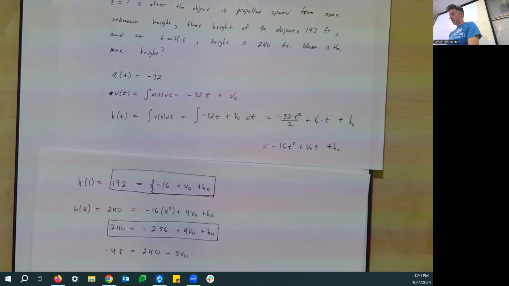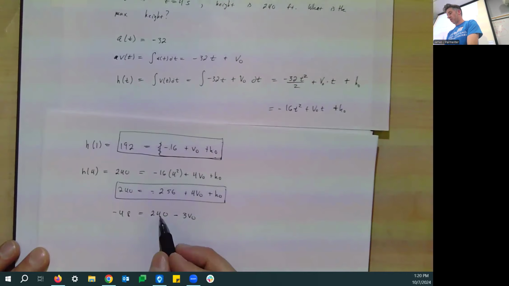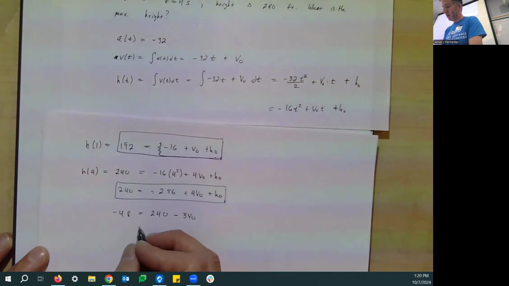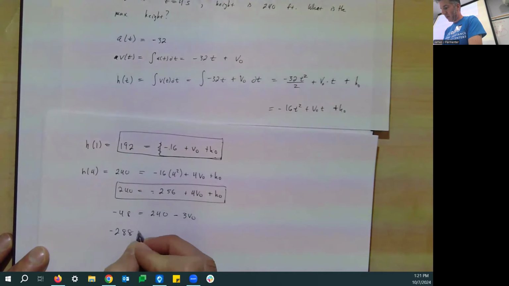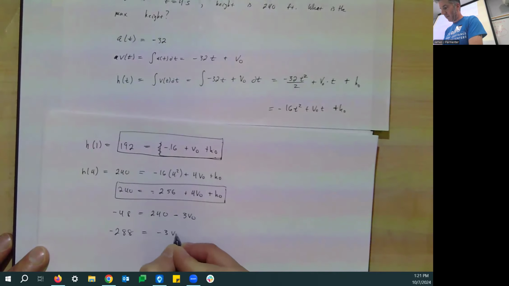Then I'm going to bring everything to one side. Well, I'm going to bring the 240 over there, even though I don't love all the negatives, I'll do it. So negative 48 minus 240 is negative 288. It's equal to negative 3 times v naught.